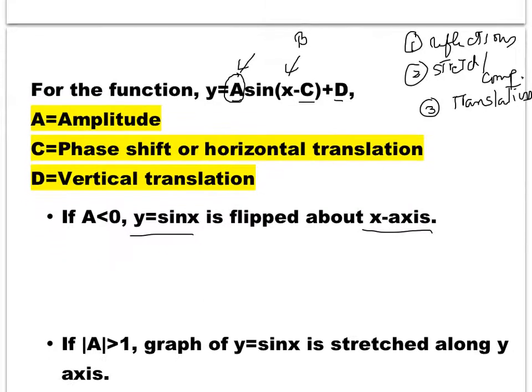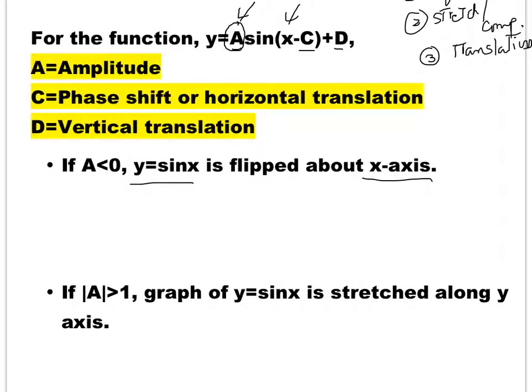The second transformation is when you take the absolute value of a. This is very important. Remember, the absolute value of a negative number is always positive, and of a positive number is always positive. So the absolute value of negative 5 is equal to 5. The absolute value of 3 is 3. So the absolute value is going to discard the sign here.